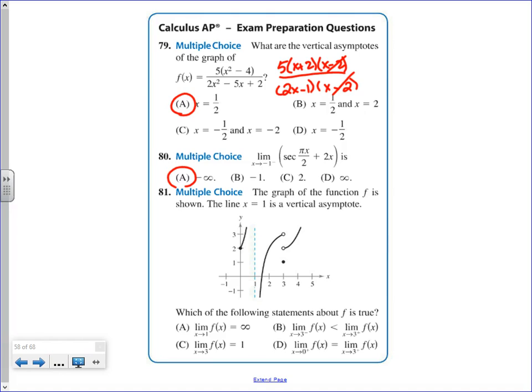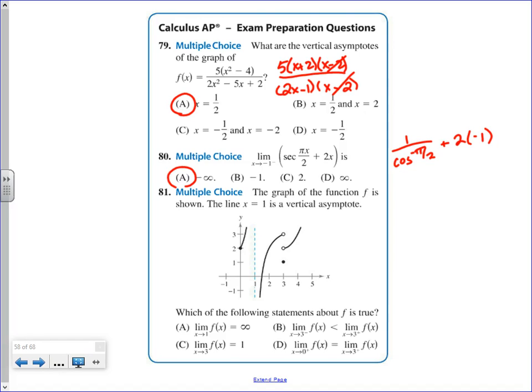A. How come, Aaron? Because when you graph it, it's just A. That's one way, when you graph it. Who's secant? 1 over cosine, right? So if I'm plugging in, I have 1 over cosine of negative pi over 2 plus 2 times negative 1.